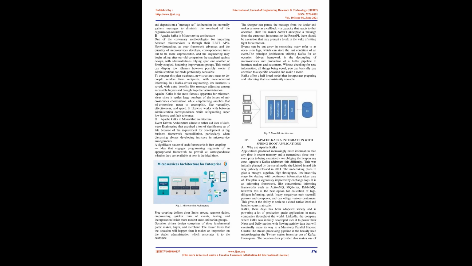B. Apache Kafka in microservice architecture. One of the traditional approaches for communicating between microservices is through their REST APIs. However, as your system evolves and the number of microservices grows, communication becomes more complex, and the architecture may start resembling our old friend the spaghetti anti-pattern, with services depending on one another or tightly coupled, hindering development teams.